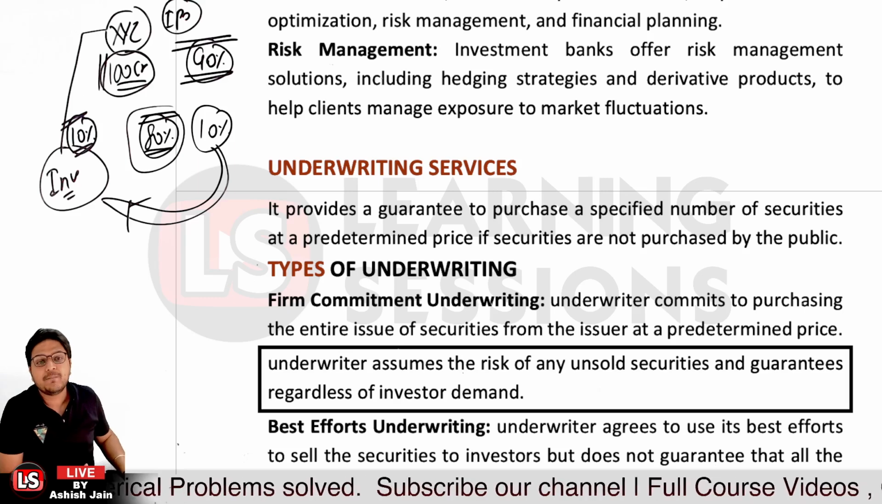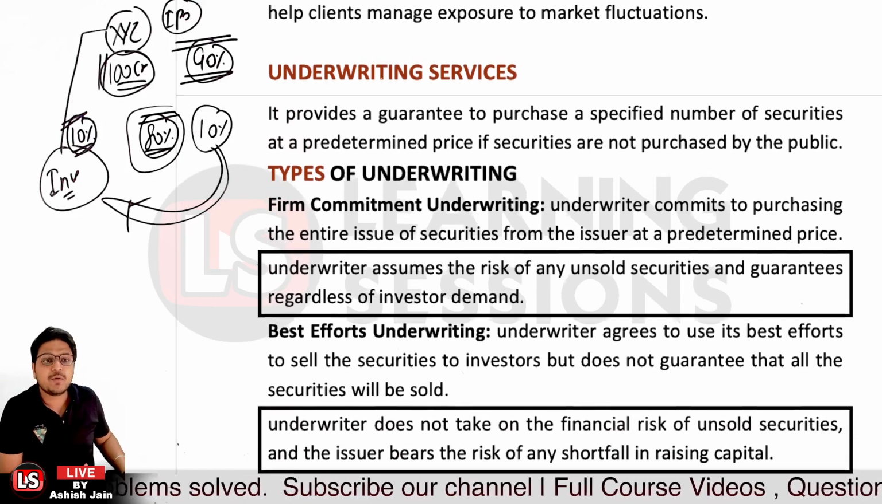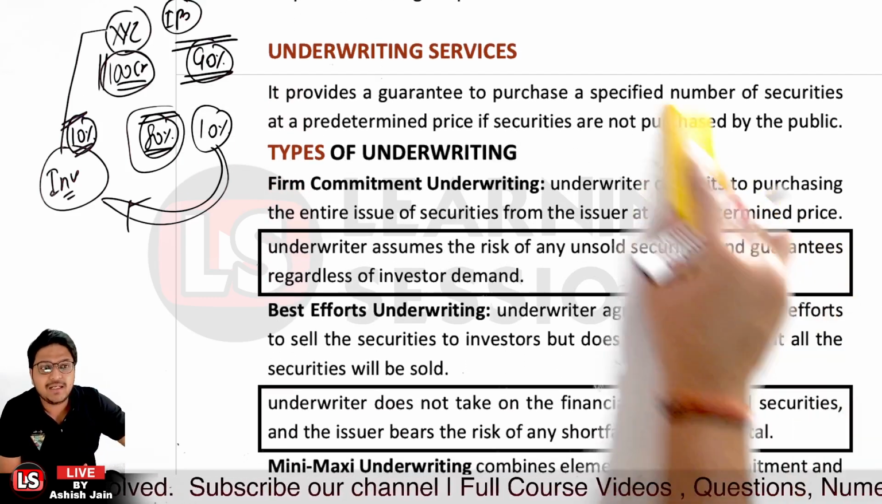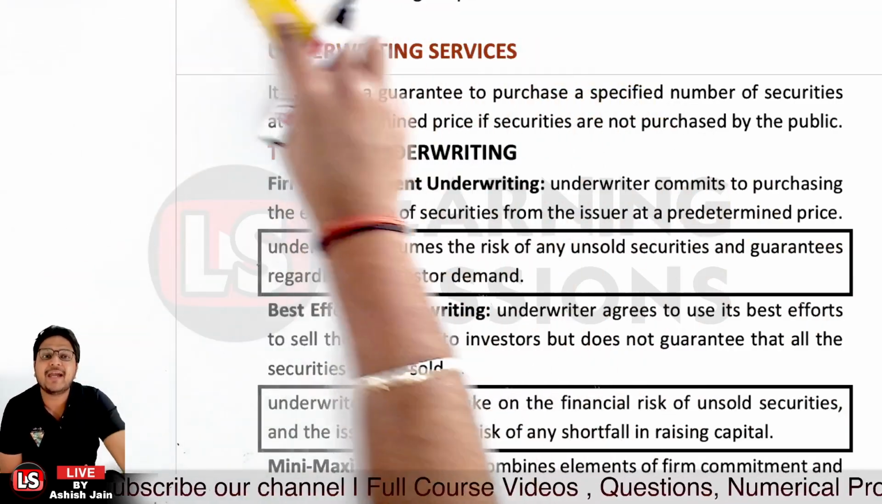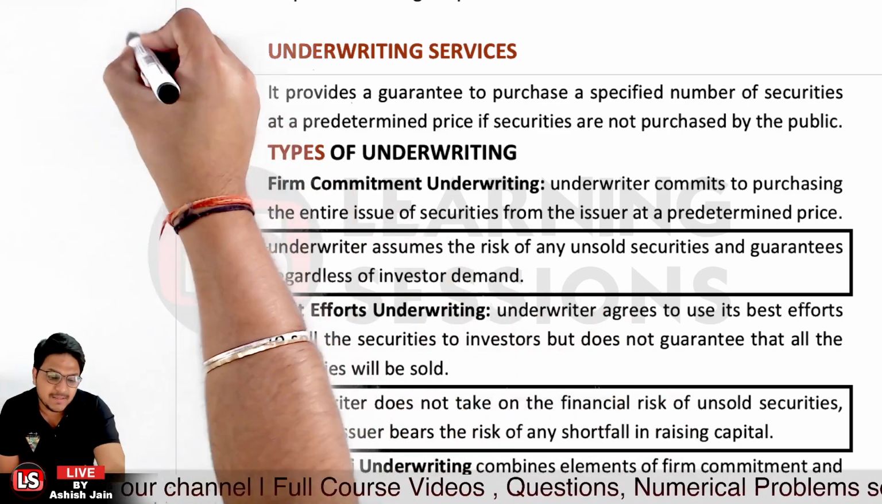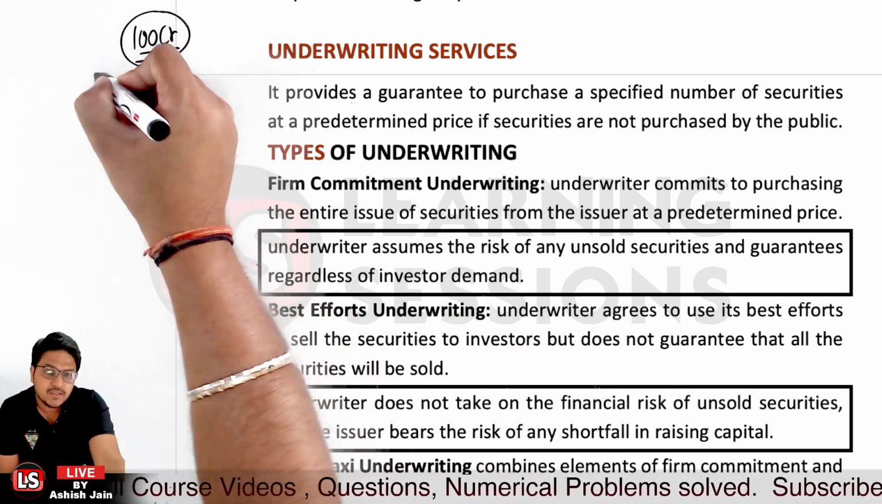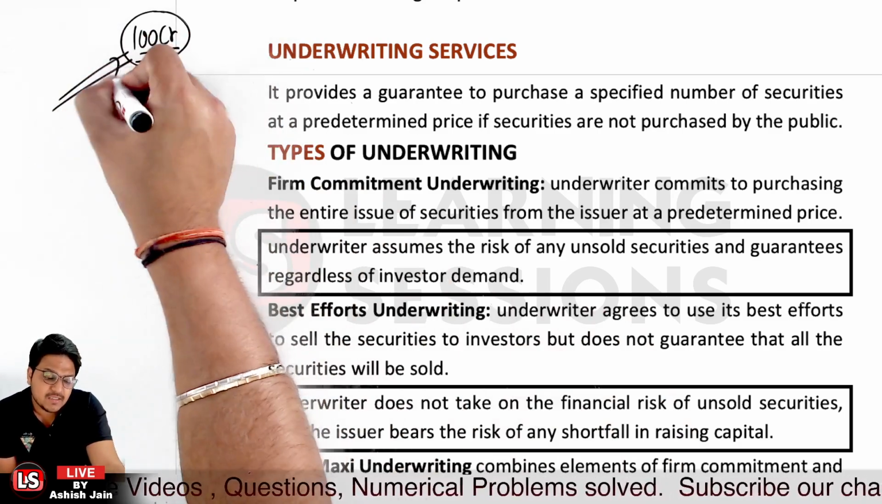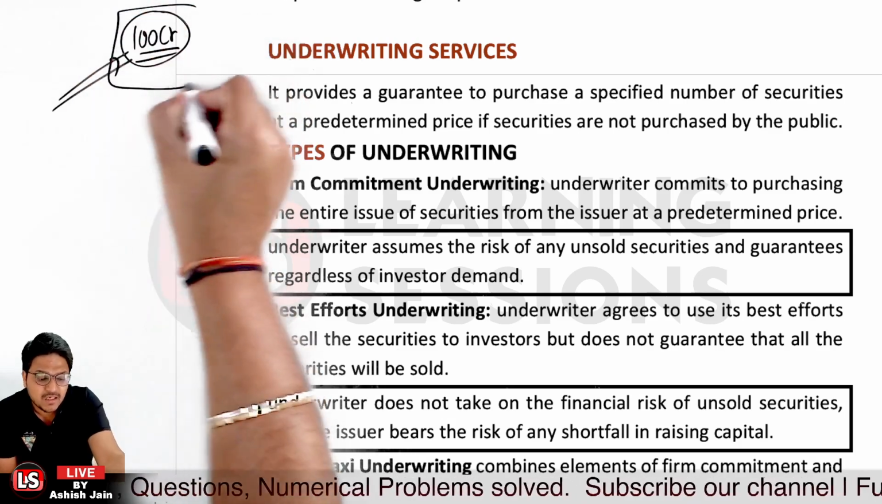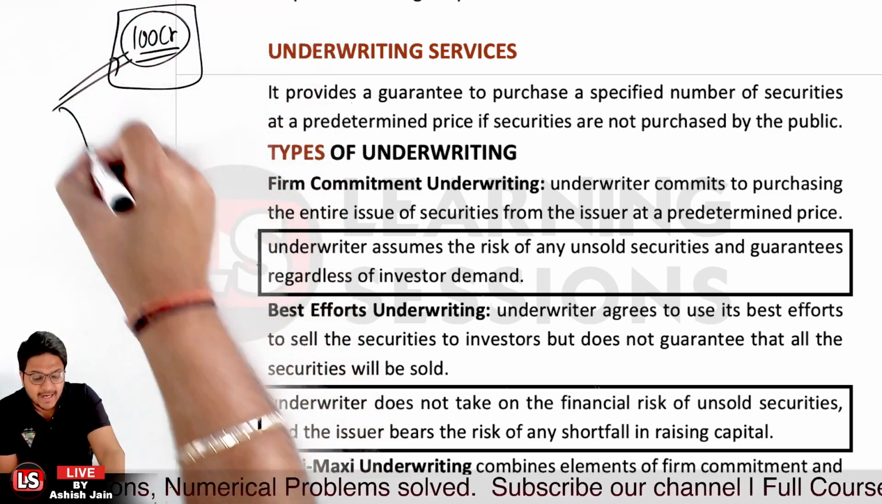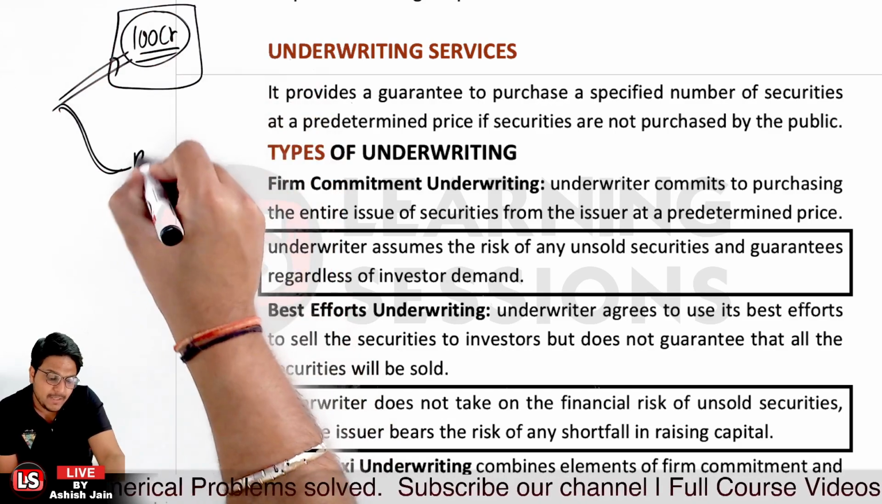It's related to firm commitment underwriting. Now what do you mean by firm commitment underwriting? Here the underwriter commits to purchase the entire issue. Like, they basically say that we are issuing 100 crore of shares, and the underwriter says that they will be purchasing the entire issue, the 100 crores of shares, and will be routing it to the public.